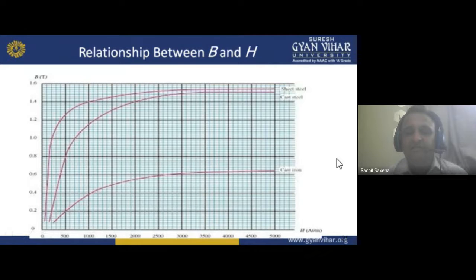Student, we can say in a simple way, sheet steel, what are we using it for? Sheet steel we are using in transformers nowadays for higher power application. But cast steel we use for the lower application, means small.